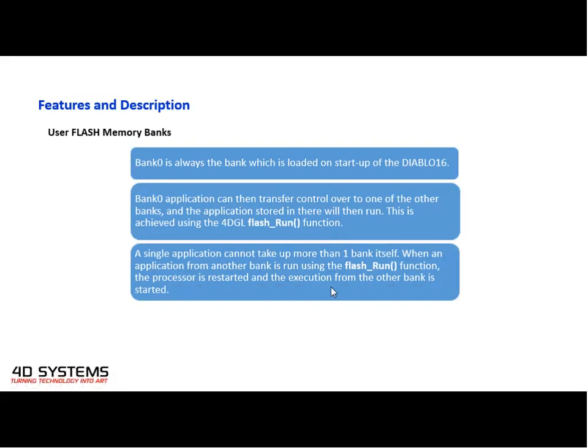Also, a single application cannot take up more than one bank itself. When an application from another bank is run using the flash run function, the processor is restarted. So it means the execution will be again from the beginning when you switch to a bank. So it's like resetting the processor or restarting the execution of the program, whatever the program is stored in that particular bank.